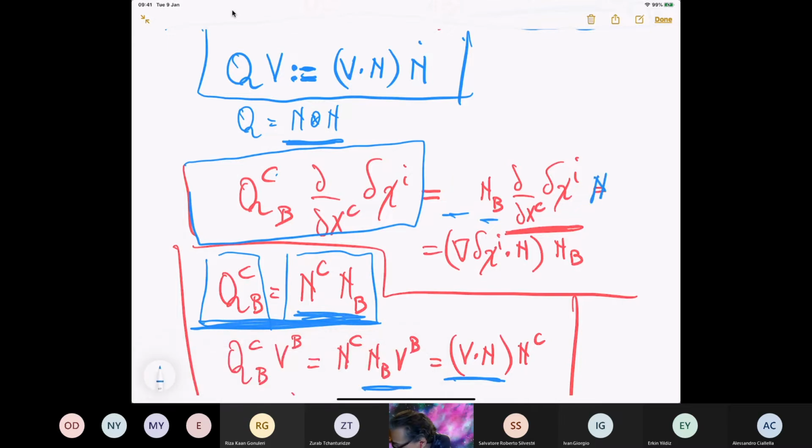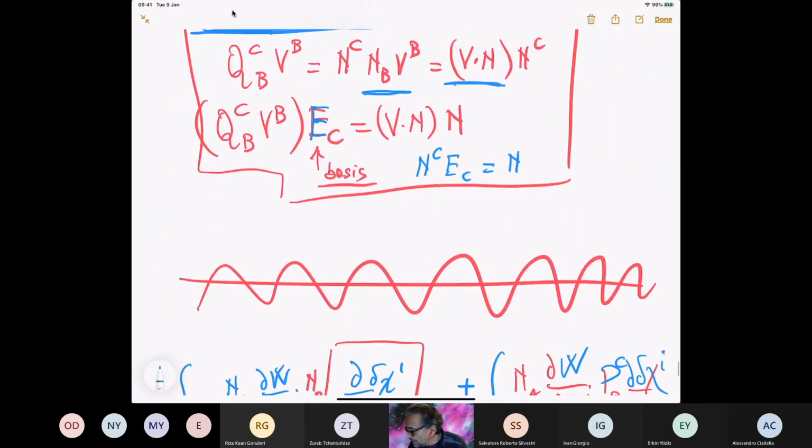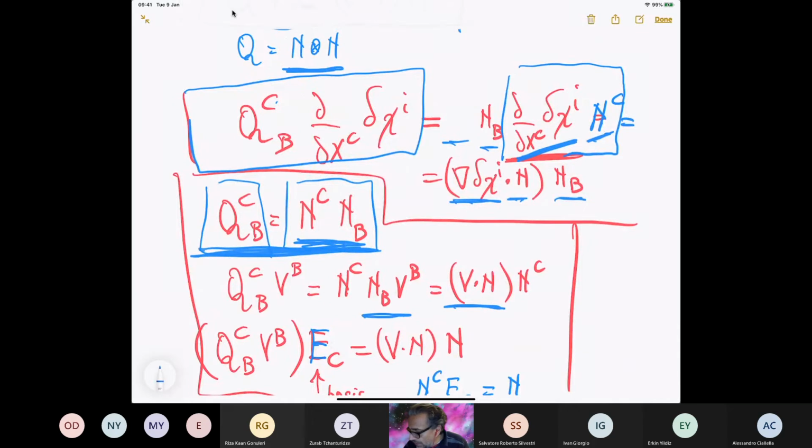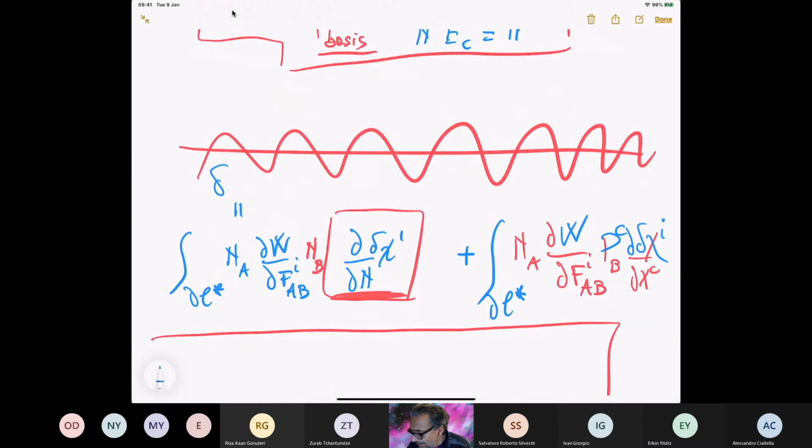Nothing changes if I place it there. And this is the gradient of delta Ki in the direction of n. So this is gradient of delta Ki dot n and V. So what do I do? I replace this QCB d over dx c delta Ki with the new representation, and this is delta E triple bar deformation.